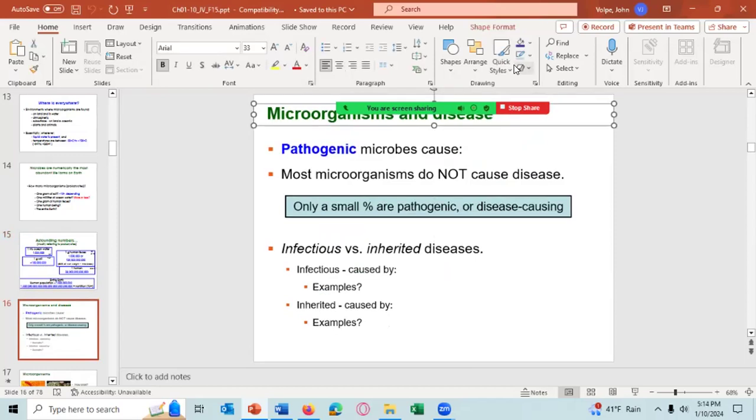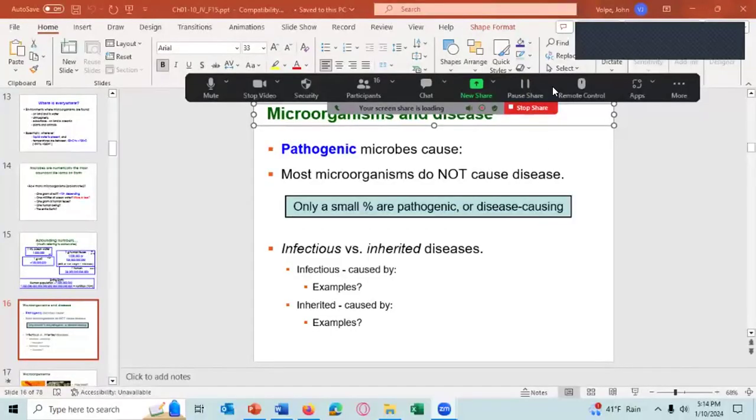Let me move that out of the way. I can't. Oh, didn't mean to do that. What am I doing here? Somehow I stopped the screen sharing. Trying to get this out of the way.